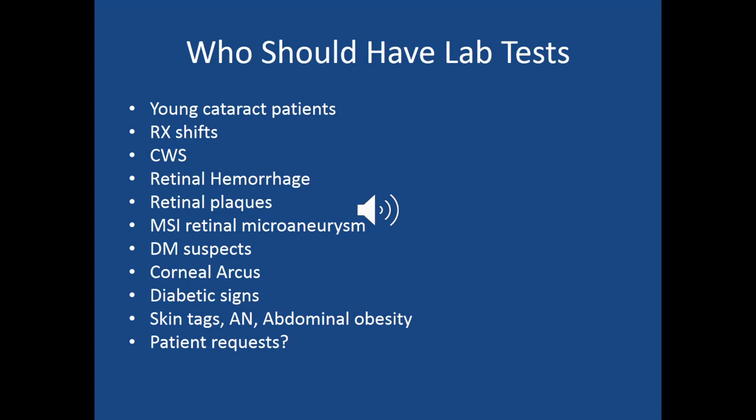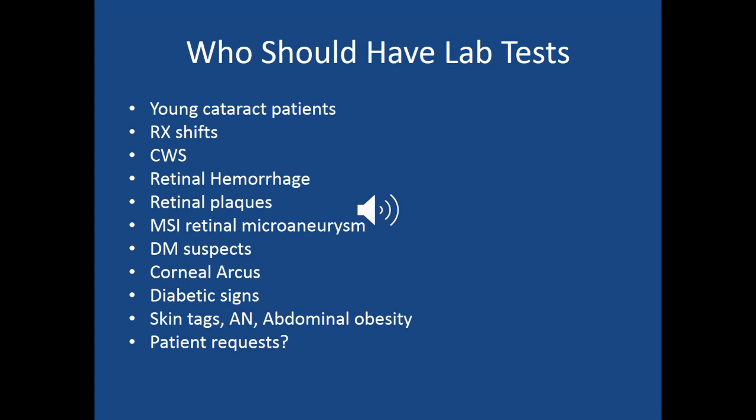Any kind of vascular disease that you see within the retinal vessels, whether it's cotton wool spots, retinal hemorrhaging, or, of course, retinal plaquing or plaques, Hollenhorst plaques. Multispectral imaging, we could pick up microaneurysms very early, something we'll discuss as the lecture goes on.